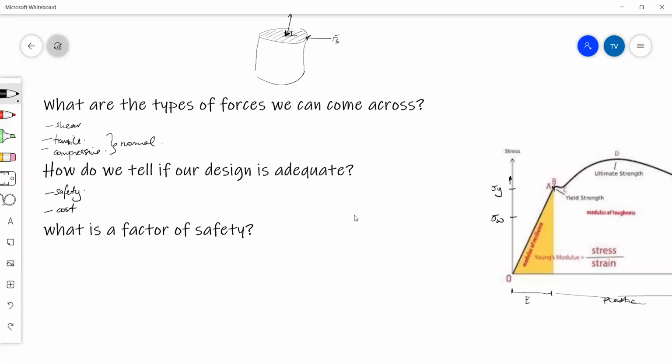So lastly, what is the factor of safety? Factor of safety is a relationship between the yield stress and that working stress. It is the ratio of yield stress and working stress. Now let's say, for example, we have a factor of safety of 1. That means our yield stress is equal to our working stress. And just logically, does that make sense? Would you want to have a yield stress equal to your working stress?